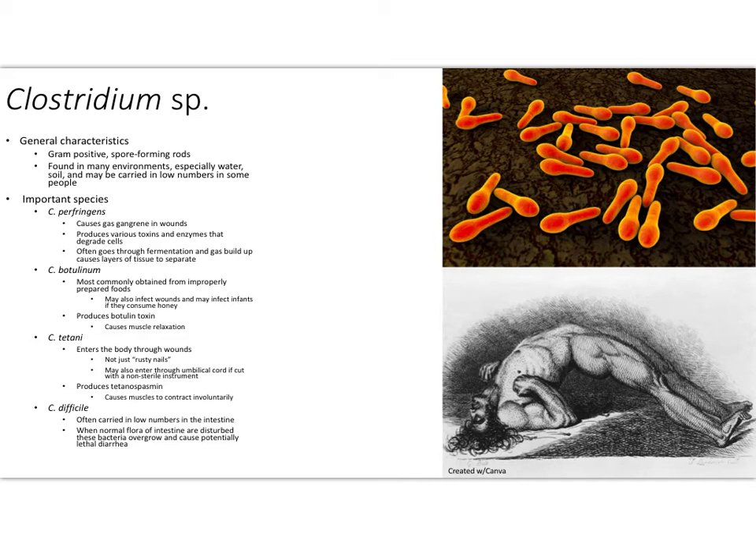In terms of the most significant species to humans, at least, we have Clostridium perfringens, Clostridium botulinum, Clostridium tetani, and Clostridium difficile. So starting with Clostridium perfringens, this organism causes a condition we call gas gangrene, or sometimes just gangrene. And the way it does that is that it produces various toxins and enzymes that start to degrade cells and degrade tissue.